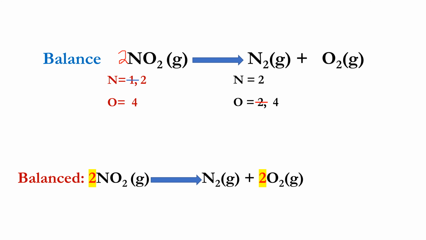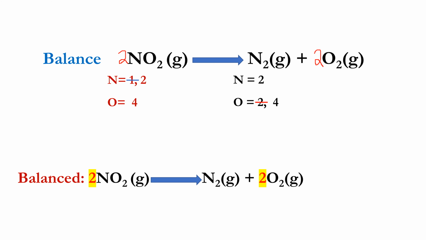The last thing is to balance oxygen. How many oxygens do we have on the left-hand side? It is 4. 2 multiplied by 2, 4. And how many oxygens on the right-hand side? It is only 2. So we need to balance oxygen. And again, the only way to balance oxygen is if we add 2 here. So if we add 2 here, we will have 2 multiplied by 2, 4 oxygen atoms.